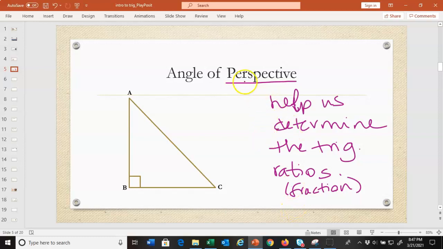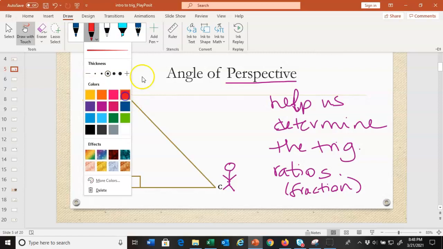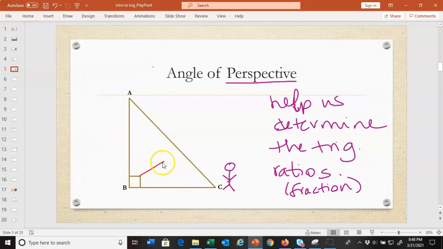So whenever you're trying to determine the angle of perspective, I like to pretend I'm standing at one. So maybe I'm standing here. And we're going to label the sides of the triangle with these new names for the angle of perspective. Now, the cool thing is that this side's name never changes. This one is always the hypotenuse. I'm going to abbreviate that to HYP from now on. So that does not change.